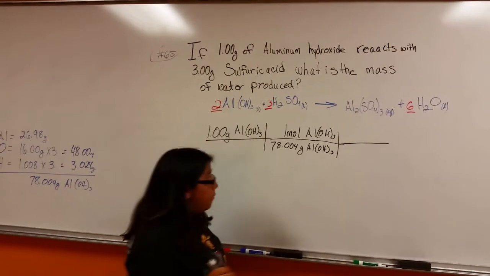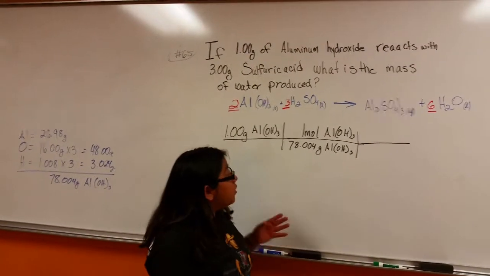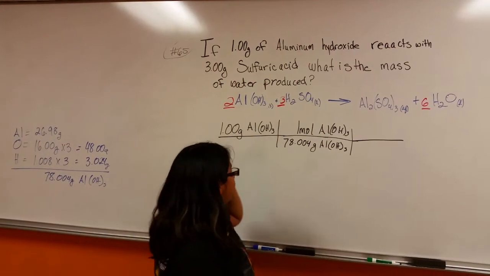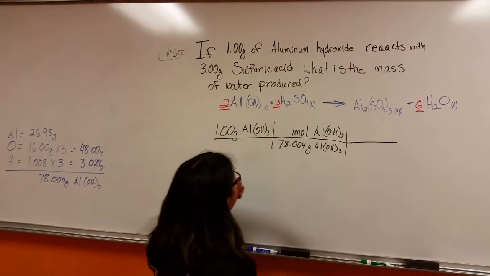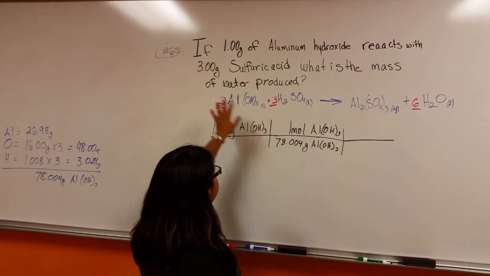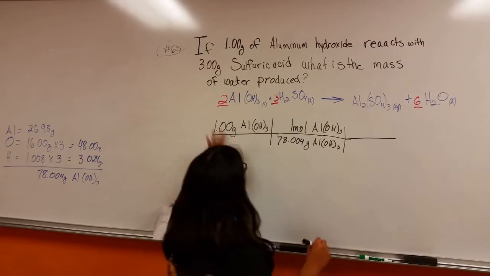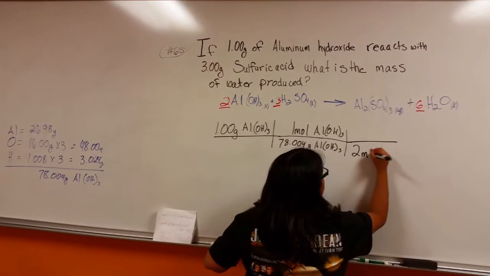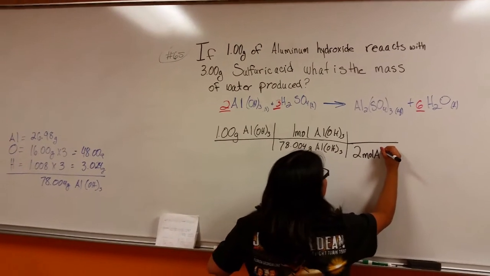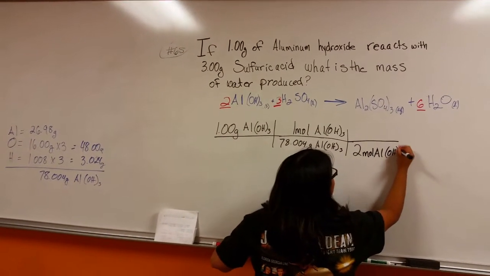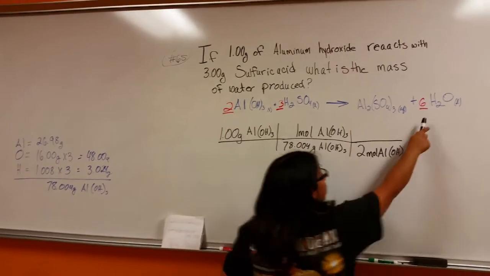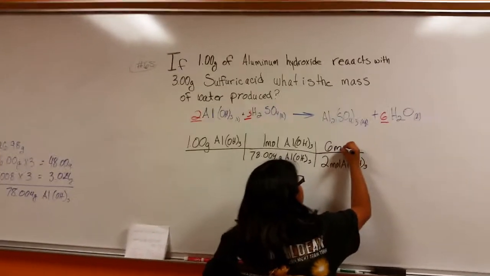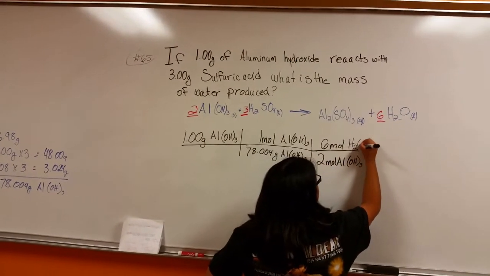From there, you do your mole-mole conversion. And to do this, you look at your ratio from your beginning coefficients. So we know that we want to get to water as our end result, and we're starting with aluminum hydroxide. So we have 2 moles of aluminum hydroxide down here, and we go look at our water, we have 6 moles of water.